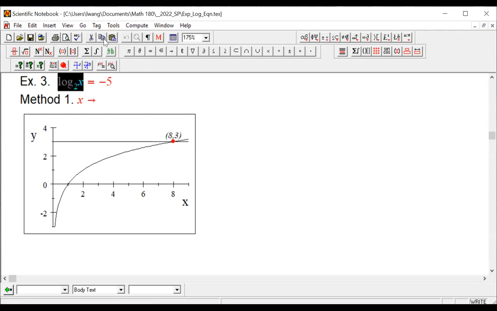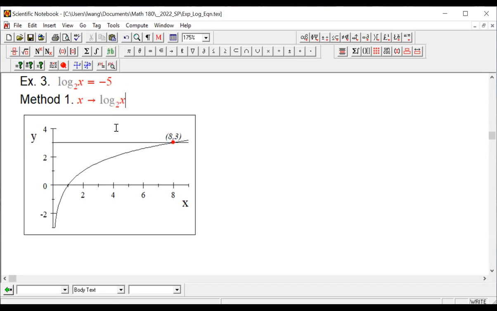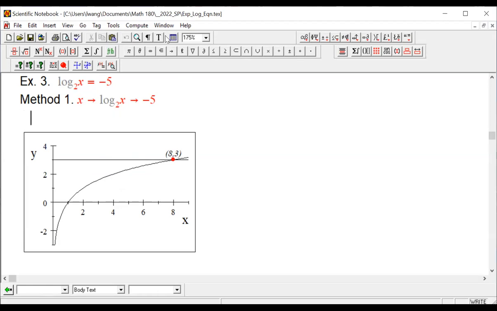The function is such, we have the graph, and the output is -5. So when the output was 3, we graphed y equals 3. When the output is -5, we're going to graph y equals -5 as a horizontal line to cross the curve. So all of these need to change.